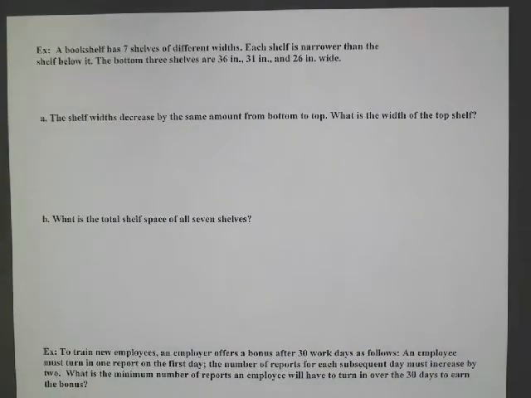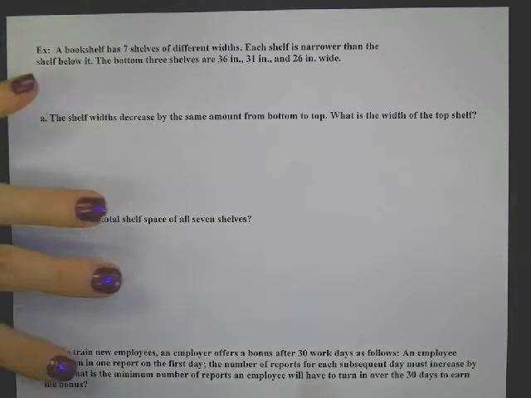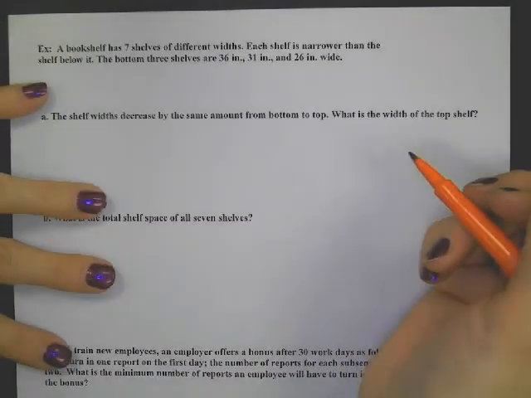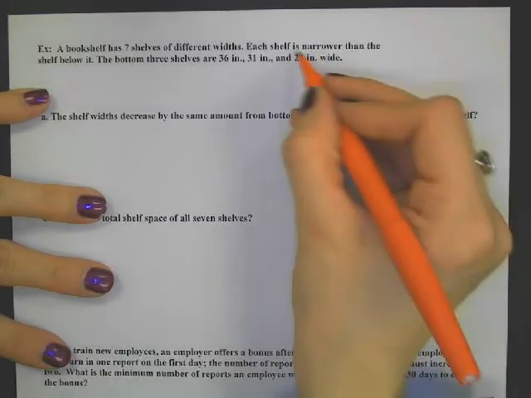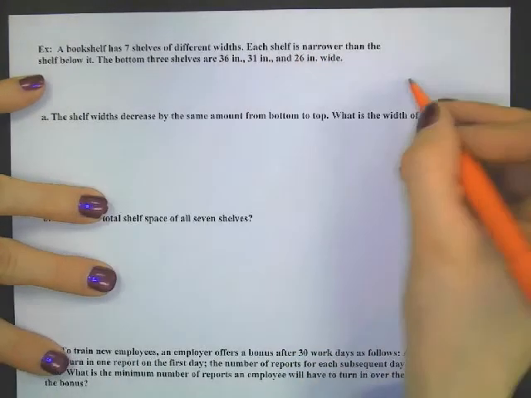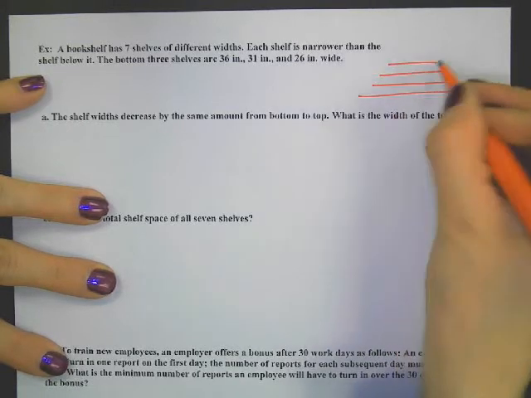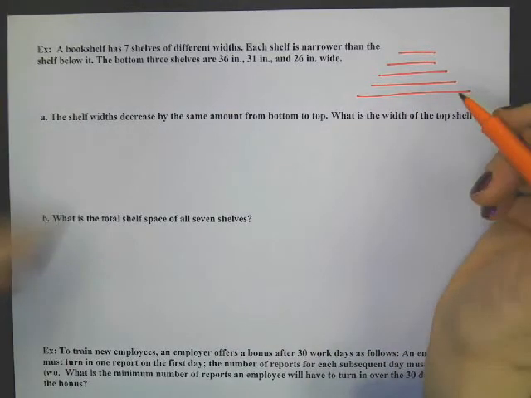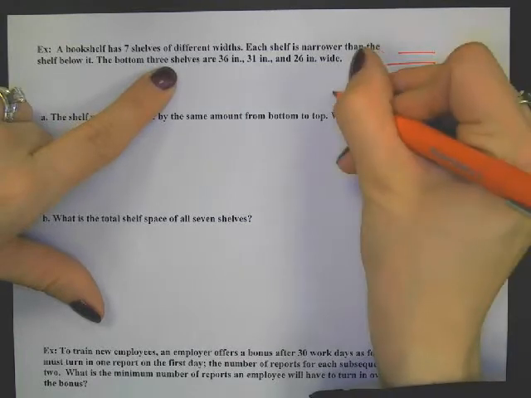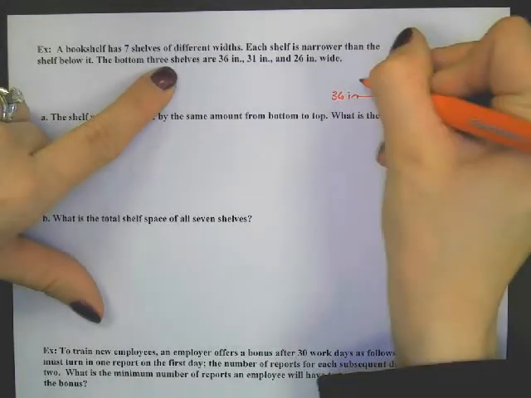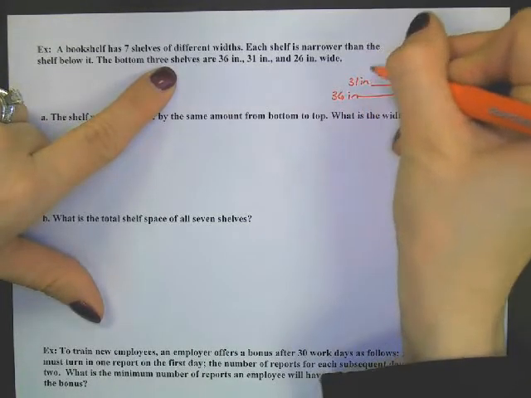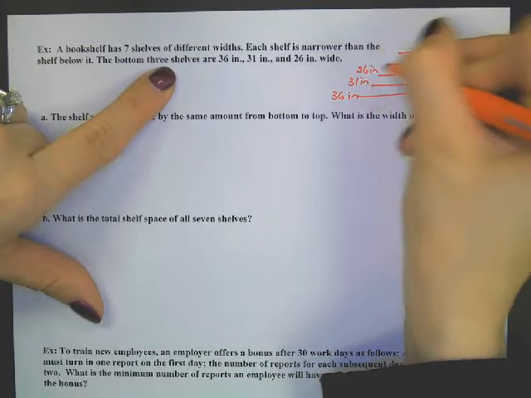Okay. Oh, let's do some word problems. A bookshelf has 7 shelves of different widths. That's weird. Each shelf is narrower than the shelf below it. So we've got shelf, shelf, shelf, shelf. Maybe this wall's like a triangle or something. The bottom 3 shelves are 36 inches, 31 inches, 26 inches.